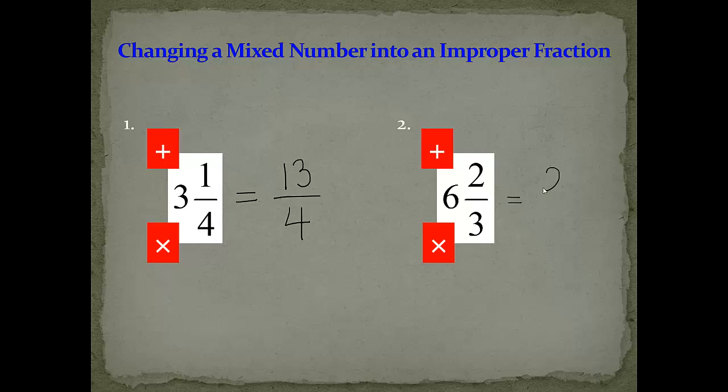So our numerator will be 20, and our denominator is the same denominator we had in our problem, which is 3. So 6 2/3 is equal to 20/3.